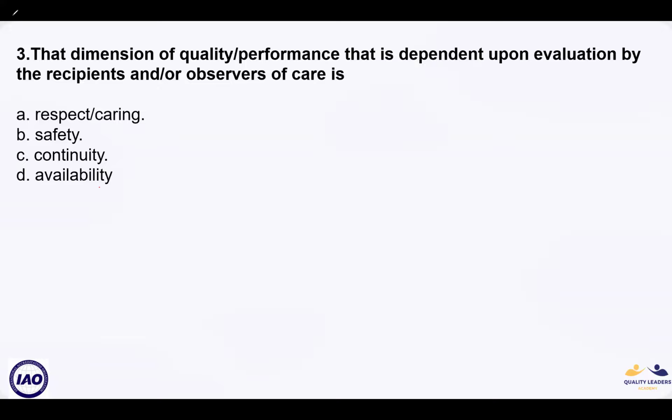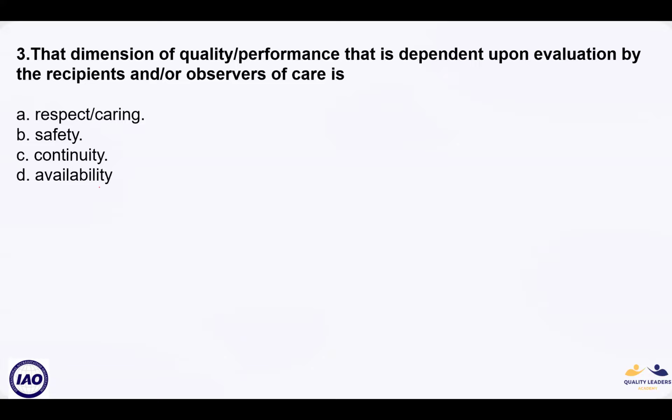And now coming to the next option, that is safety. Here, safety is only partly perceived. It's not 100% perceived. Most of the time, safety in quality is objective and is usually defined by objective outcomes like any drug errors or falls or adverse events. And it's not just about feelings. Okay.